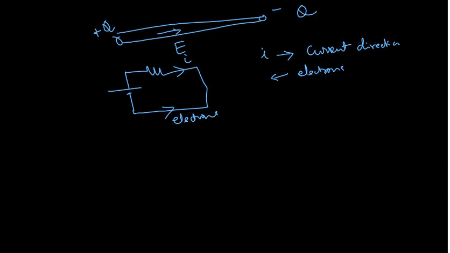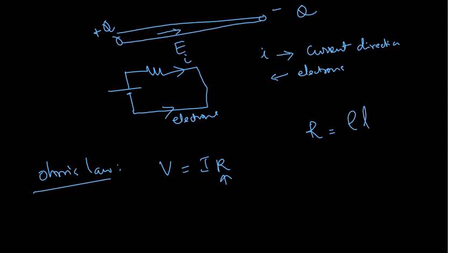Section 3.4 talks about Ohm's law, when you have a solid conductor. We know that Ohm's law is V is equal to IR. The resistance is given as R is equal to rho L by area of cross section. We can put this as A or small a. Here rho is called the resistivity, L is the length of the conductor, and A is the area of cross section of the conductor.